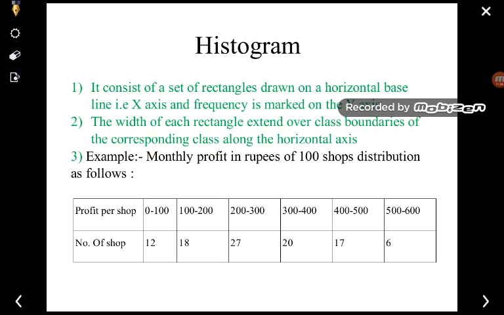What is a histogram? It consists of a set of rectangles drawn on a horizontal baseline. यहाँ पे एक हॉरिजॉन्टल बेसलाइन पे सेट ऑफ रेक्टेंगल्स ड्रॉ किए जाते हैं, उसे क्या कहते हैं? हिस्टोग्राम.